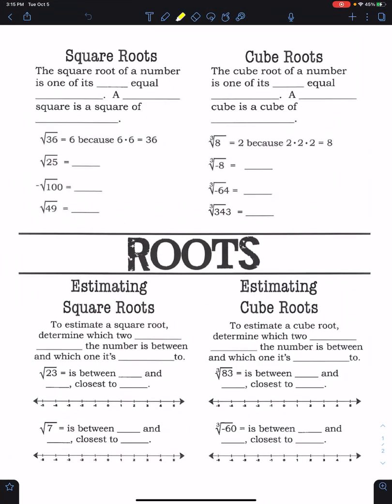Alrighty, let's look at roots. Probably many of you have heard the term square root. Today we're going to look at square roots and also cubed roots. So just as a refresher, a square root is when you find which number you can multiply by itself twice to get another number. So the square root of a number is one of its two equal factors.